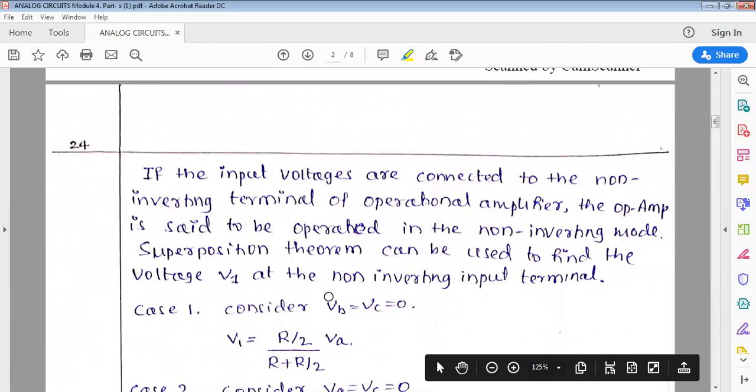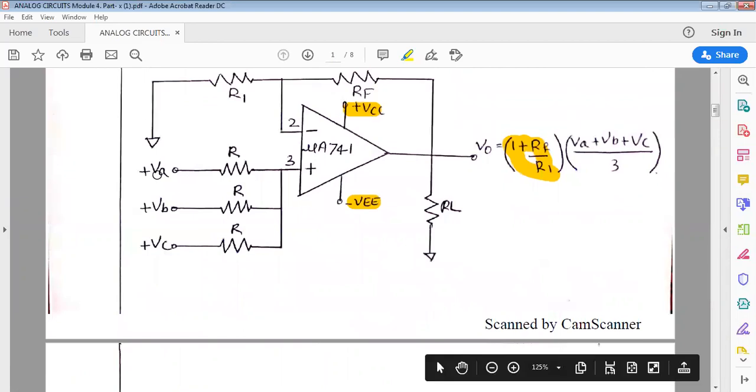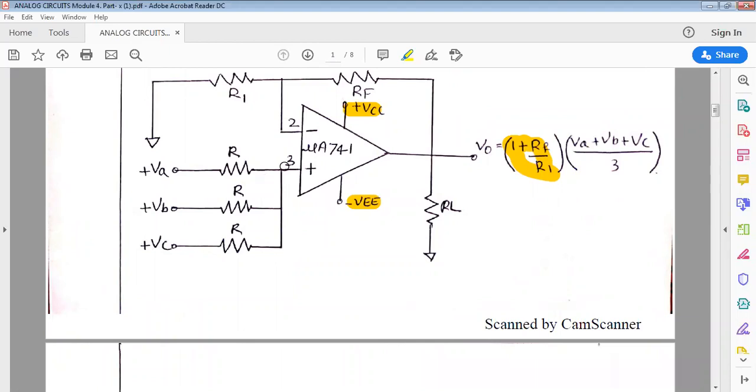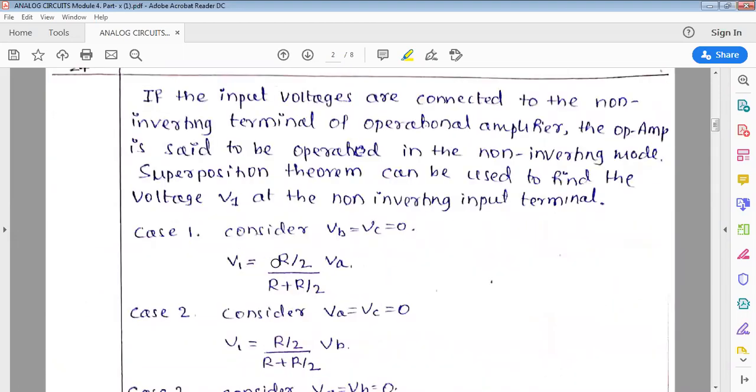Now let us see how that output expression can be obtained. As there are 3 power supplies at the input terminal, the voltage available at this terminal, pin number 3, can be obtained using the superposition theorem. I hope you all know the superposition theorem. If there is more than one power supply, we divide it into multiple cases, and in each case I consider only one power supply, and the remaining power supplies are made 0. As there are 3 power supplies here, VA, VB, and VC, we will consider 3 cases: case 1, case 2, and case 3.